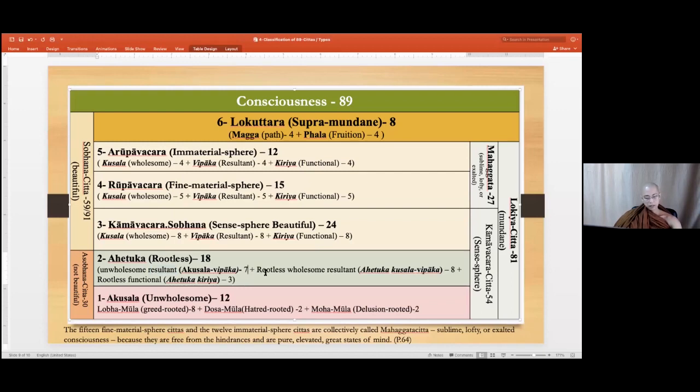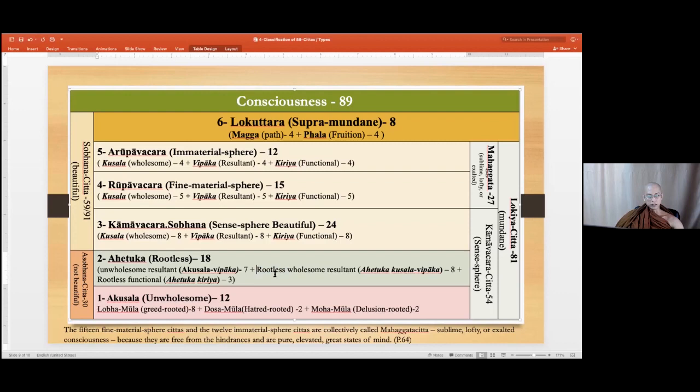And the second type is rootless wholesome resultant. Here, ahetuka kusala vipaka, 8. These 8 types of consciousness are products of wholesome kamma. That's why they are called wholesome resultant. But they don't have accompanying roots. That's why they are called rootless.